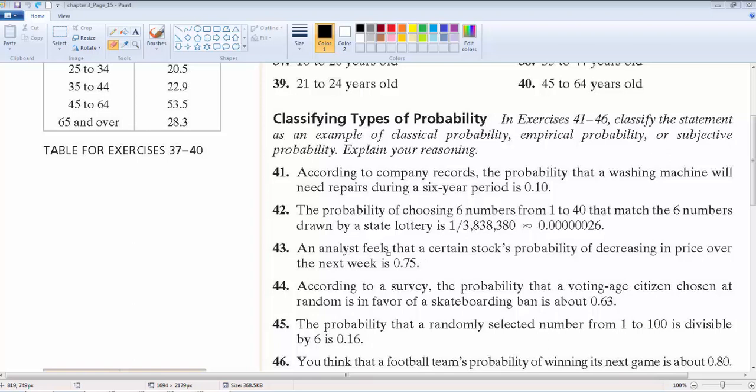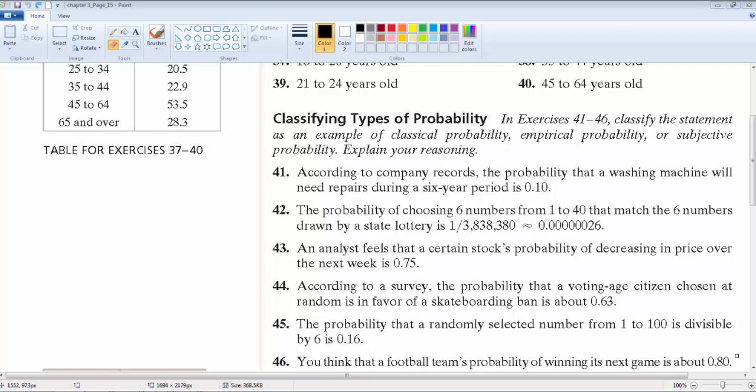An analyst feels that a certain stock's probability of decreasing over the next week is 0.75. This is based on his feeling. Hopefully it has some basis in his experience, but either way, this would be based on subjective probability.